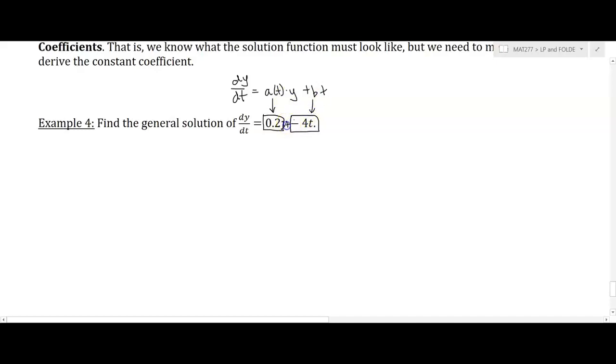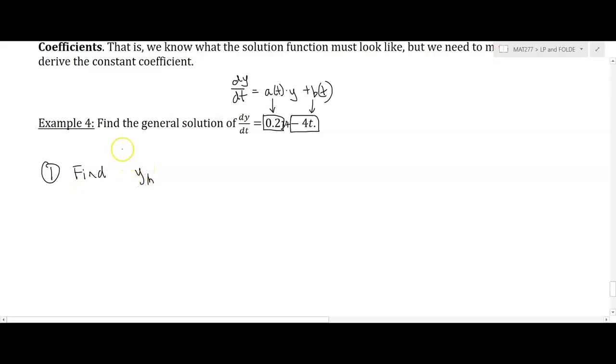And I'm going to put a plus sign between them because I see that in order for the template to match the function, it's got to be a plus something. So my b of t is actually negative 4t. So step one, find y sub p. I'm sorry, y sub h.